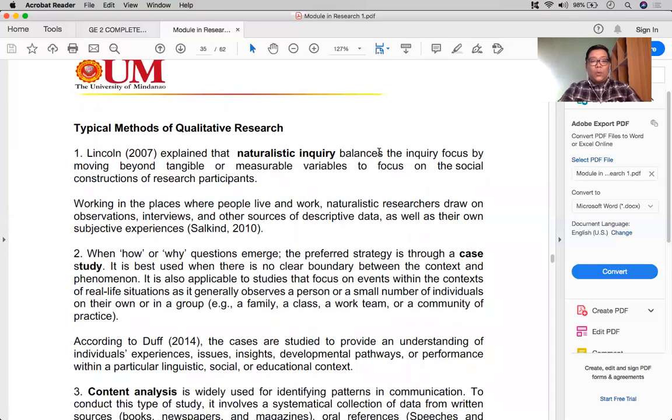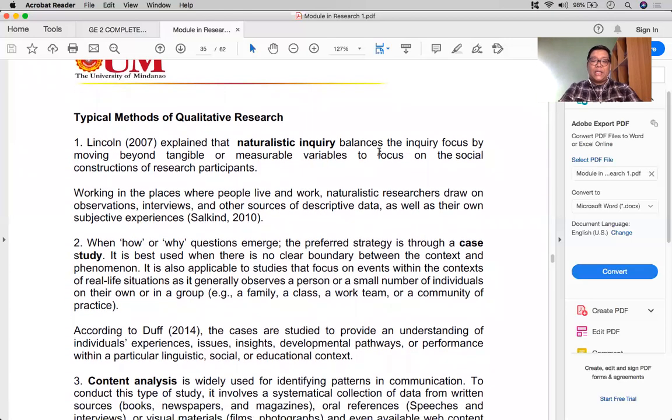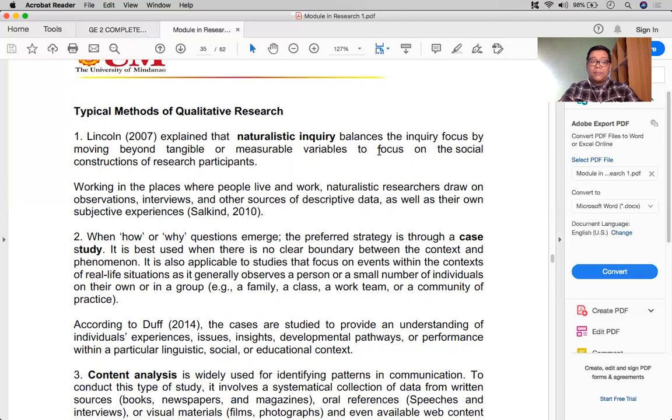When how or why questions emerge, the preferred strategy is through a case study. It is best used when there is no clear boundary between the context and phenomenon. So I mentioned case studies a while ago. It is also applicable to studies that focus on events within the context of real-life situations, as it generally observes a person or a small number of individuals in the case of multiple case study, on their own or in a group. Example, a family, a class, a work team, or a community of practice.